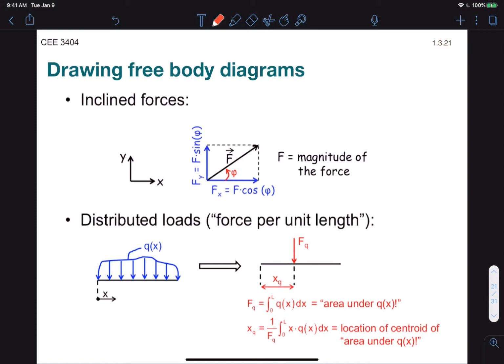If we have distributed loads instead of point loads, we can usually simplify those to a point load for statics purposes. And that simplification is done using the following formulas, where the equivalent point load is equal to the area under the distributed load curve. Keep in mind that distributed loads are expressed in terms of force over distance, all right? The point of application for that load is obtained using the centroid, by finding the centroid of the distributed load, which is the integral equation that you see here.